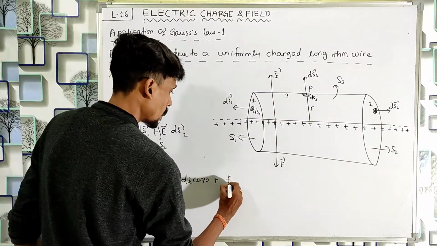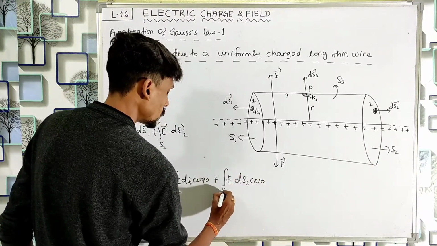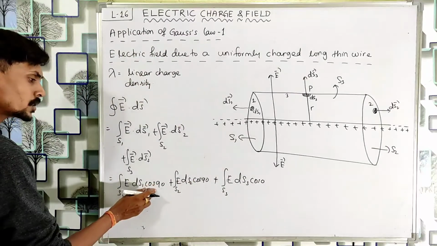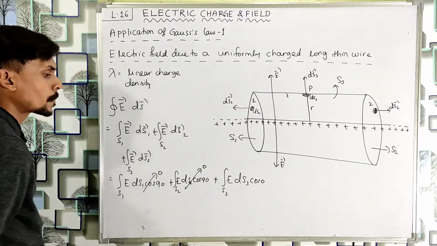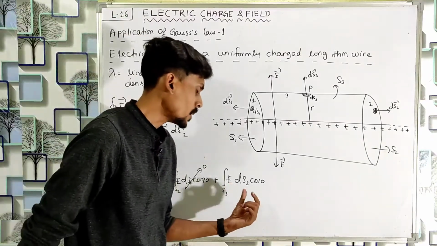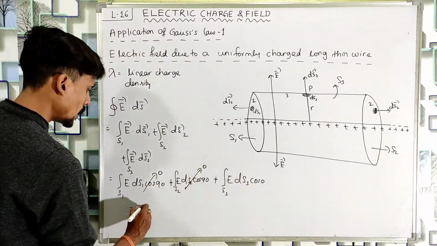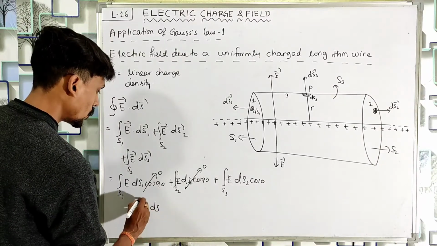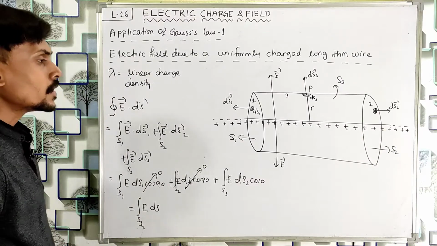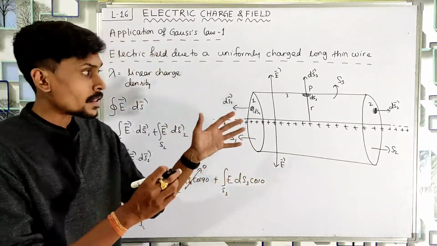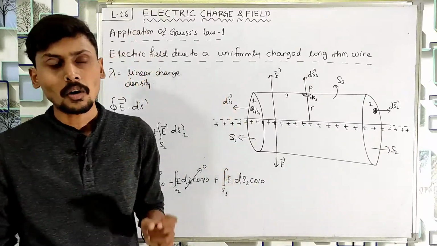So E ds3 cos 0 over the surface S3. Cos 90 is 0, so this term will become 0, and this term will become 0. But in the third term we have cos 0, which is 1. So we will get E ds over the surface S3. Is that clear?